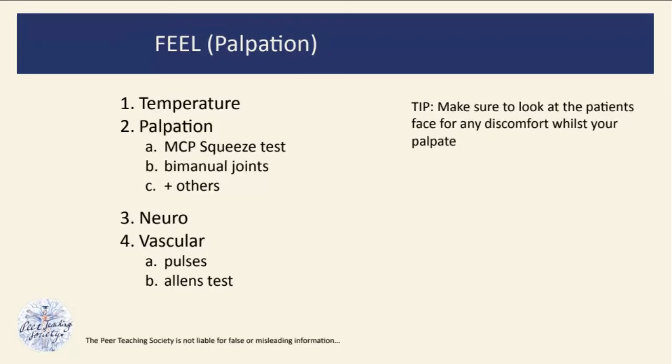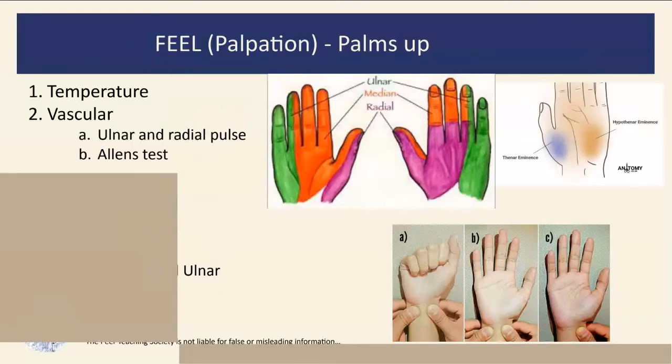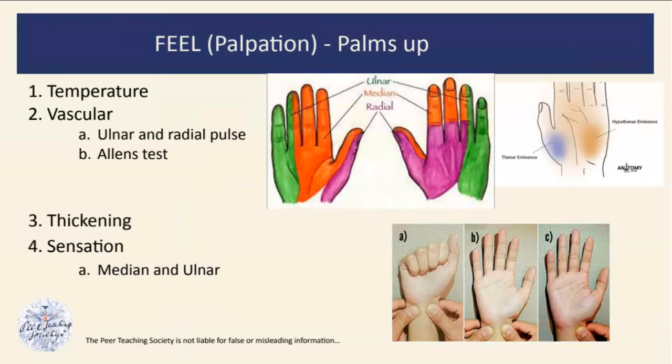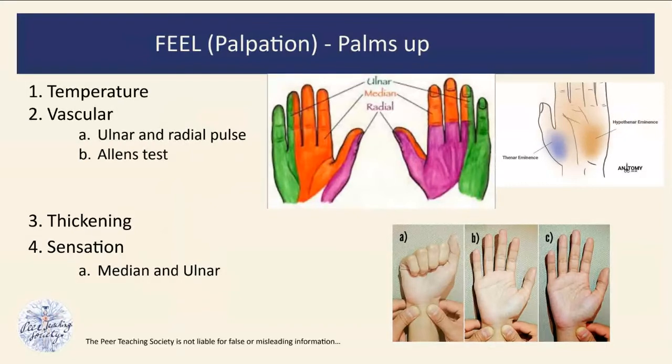Make sure you're looking at the patients whilst you're feeling and palpating for any discomfort. That is a mark. They do definitely look for that. It's important. So I've divided it again, like how we inspected, into palms up and palms down. It just makes it easier. So when you've got your palms up, you're testing for temperature first. Then you can test the vascularization.